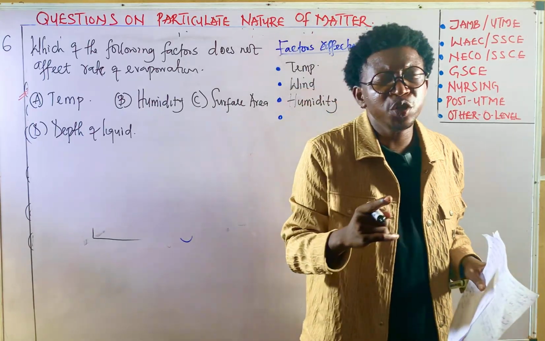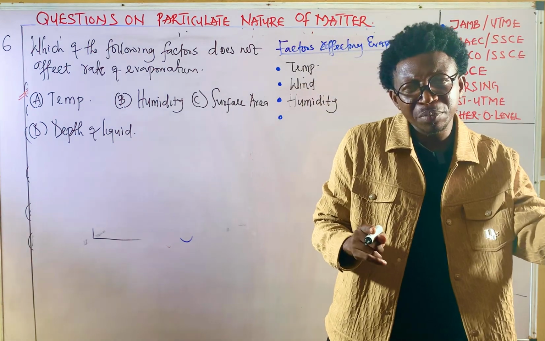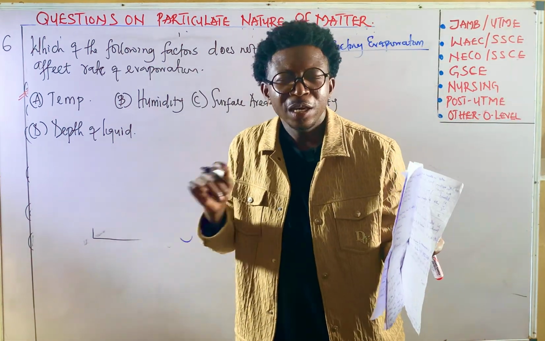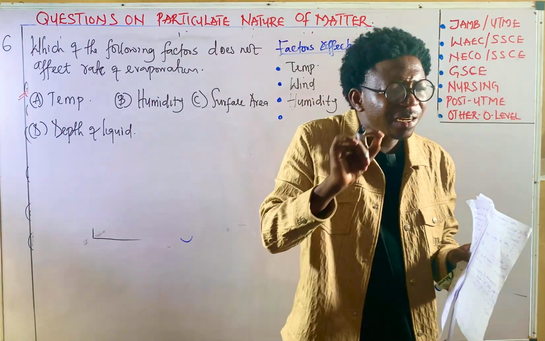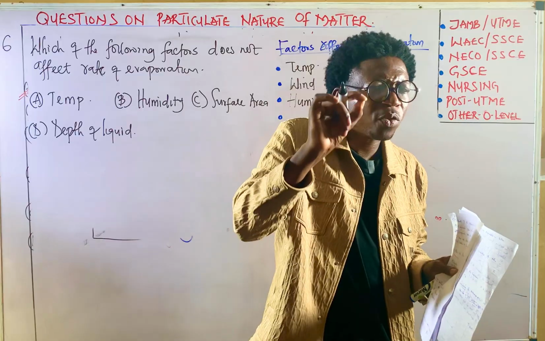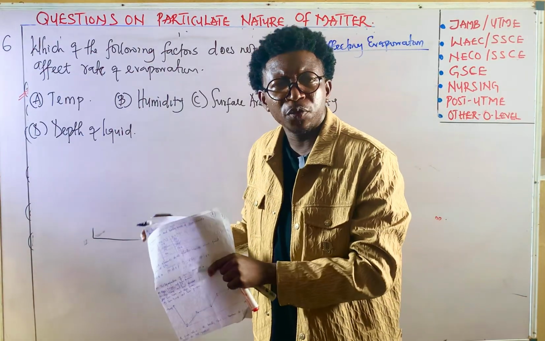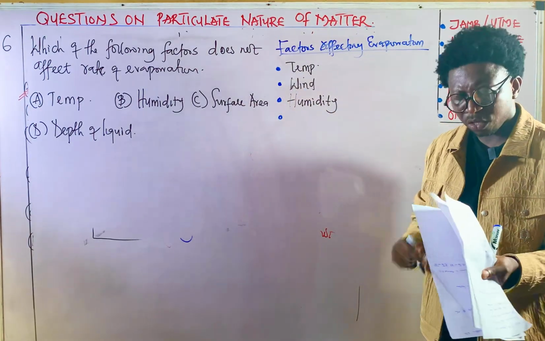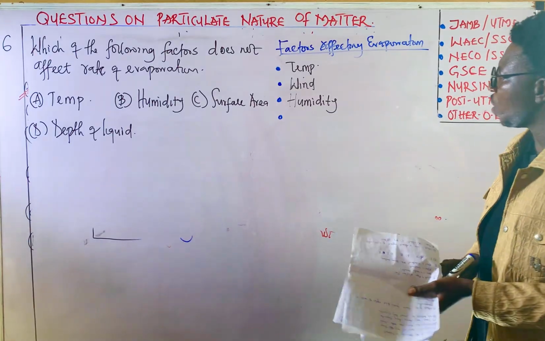So an increase in humidity decreases evaporation. Increased humidity means wet air. Decreased humidity means dry air. Increased humidity means there's a large amount of water vapor in the atmosphere. Decreased humidity means there's a low amount of water vapor in the atmosphere. So humidity affects the rate of evaporation. An increase in humidity decreases the rate of evaporation.